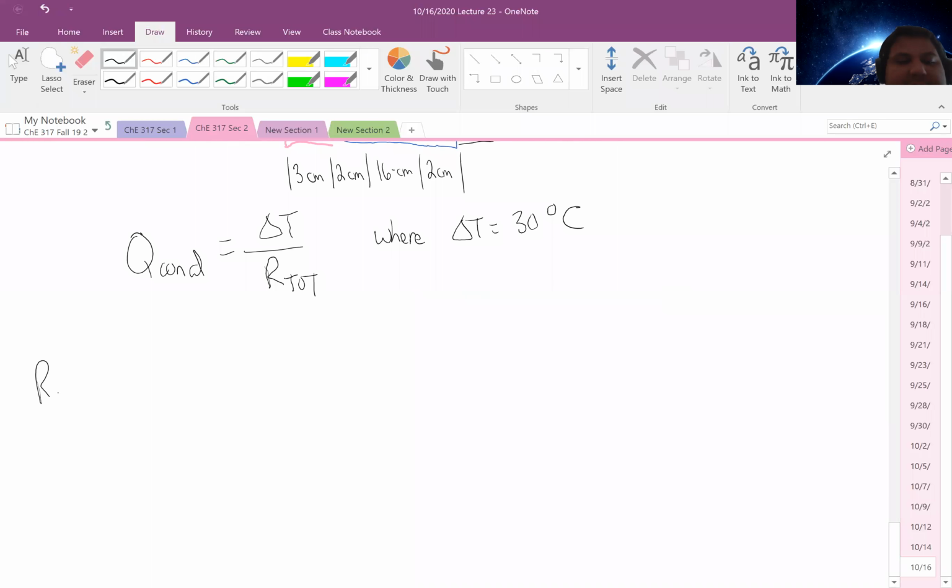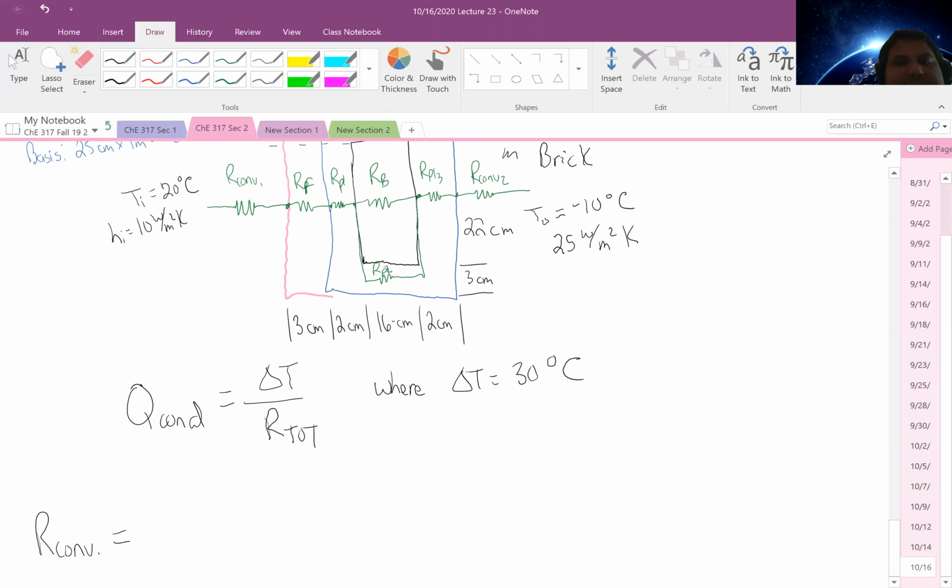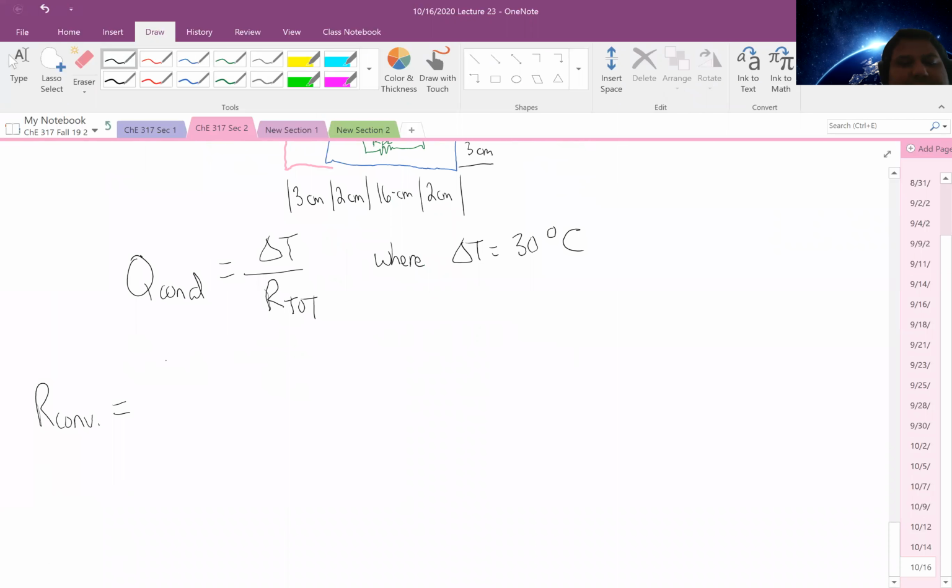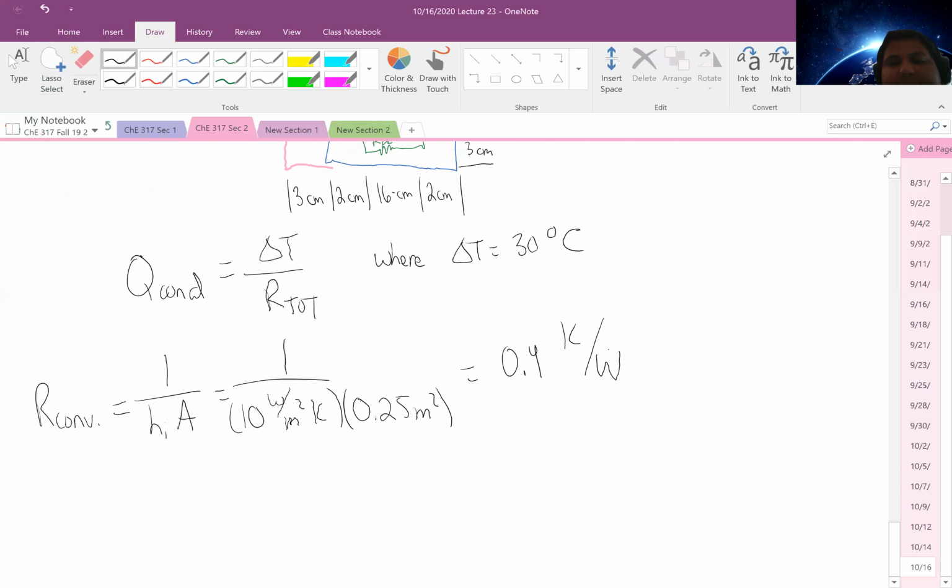So the thermal resistance in my convection system is simply equal to 1 over h_i times A, or 1 divided by 10 watts per meter squared Kelvin, times my area basis of 0.25 square meters, or approximately 0.4 kelvins per watt.